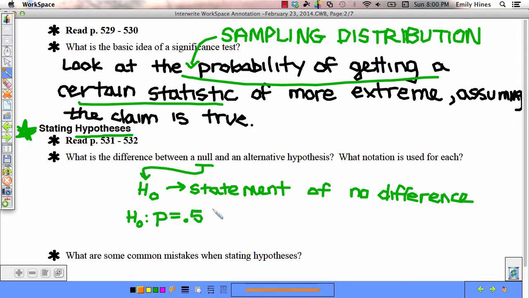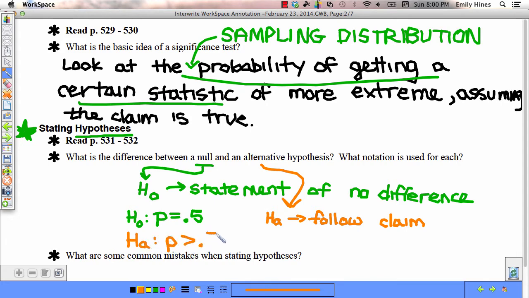Okay, the alternative one is H sub A, and it follows the claim. So in this case, my statement of no difference is equal to 0.5, and since I'm trying to claim that more than half of couples kiss the right way, P is greater than 0.5 because I follow my claim.